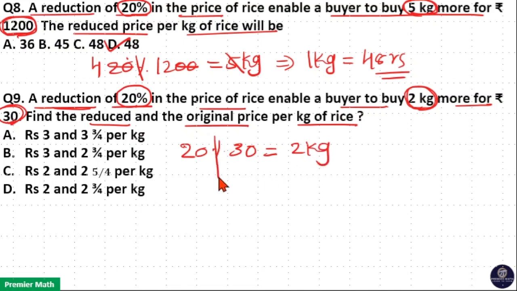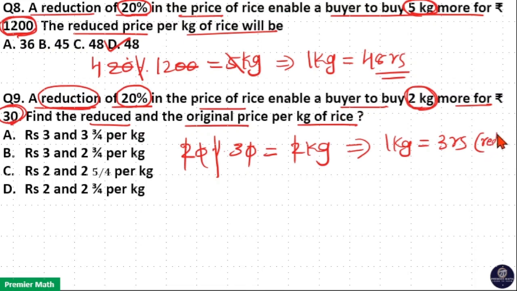Now, percentage and 00 cancel, 2 and 2 cancel, that is 1 kilogram cost is equal to 3 rupees. Now you can see this is the reduced price. This 3 rupees is the reduced price.